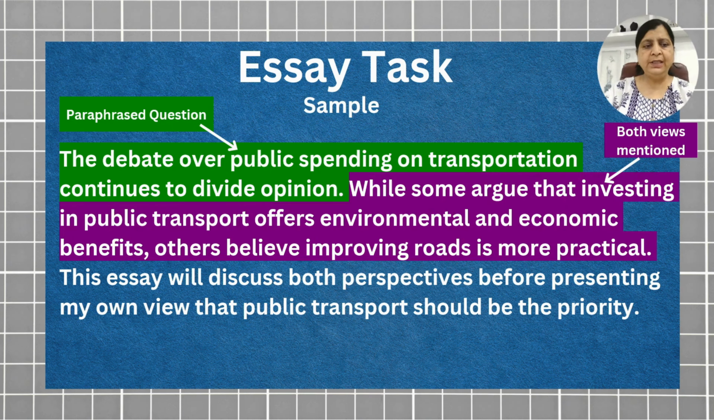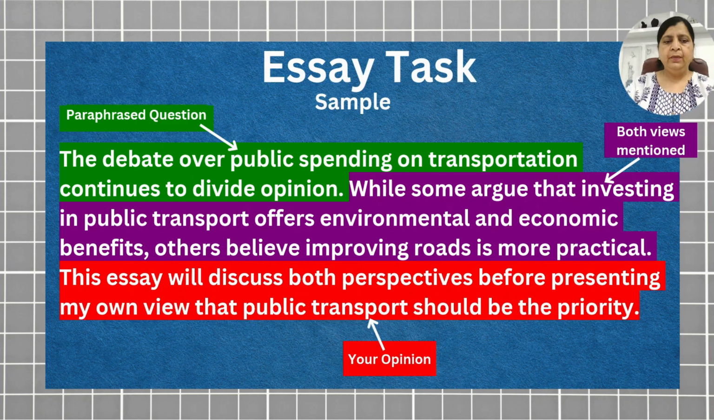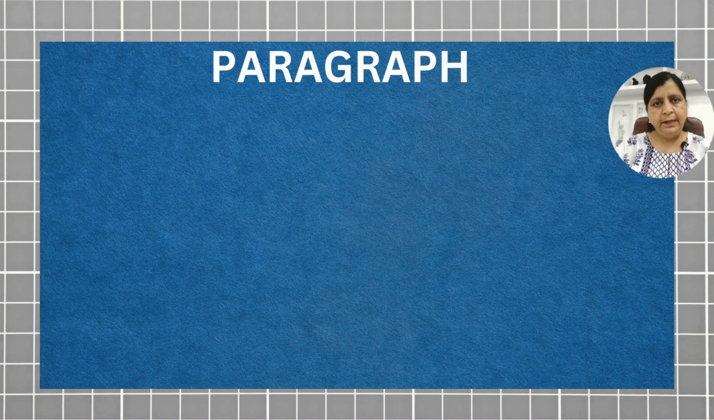While some argue that investing in public transport offers environmental and economic benefits, this is the first view. Others believe that improving roads is more practical. This is the second view. And this is your opinion. This essay will discuss both perspectives before presenting my own view that public transport should be the priority. This is your opinion. Now, let us see how a paragraph should be written.